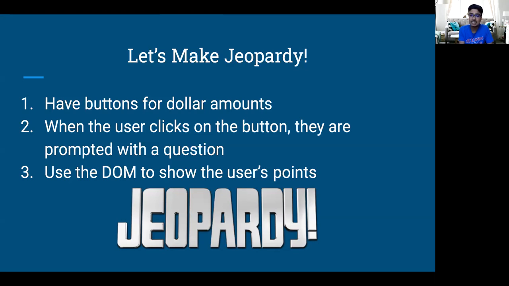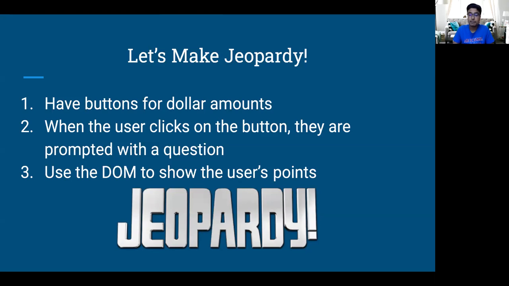Now, the basic idea, if you have not watched Jeopardy, is that you click a button on a computer, you get asked a question, and if you respond correctly to that question, then you receive some type of money amount, say $500, $600, and we want to keep track of the amount of money the user has. So essentially we'll have multiple buttons with dollar amounts. When the user clicks a button, we should be prompted with a question. And then we want to use the document object model to show the user's points, to manipulate and show how many points the user has.